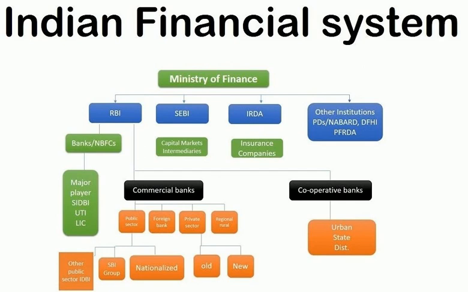Then the third characteristic is that it is regulated by various authorities. Financial system is generally regulated by RBI and SEBI in India. All the public and private sector banks are regulated under our central bank, that is Reserve Bank of India, and all the other financial institutions are regulated by SEBI. So we can say the financial system is regulated by various authorities.